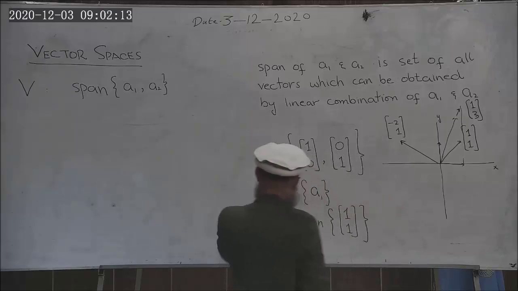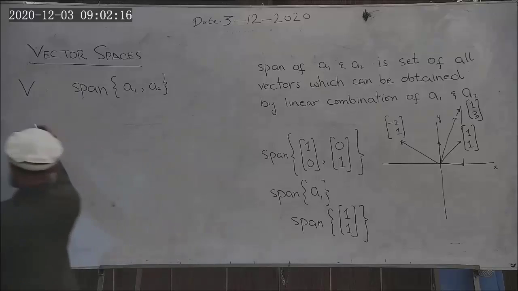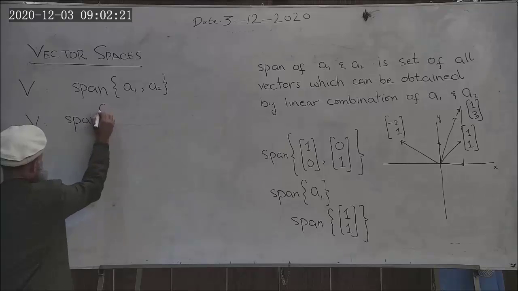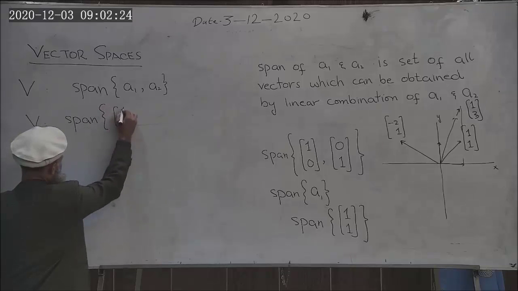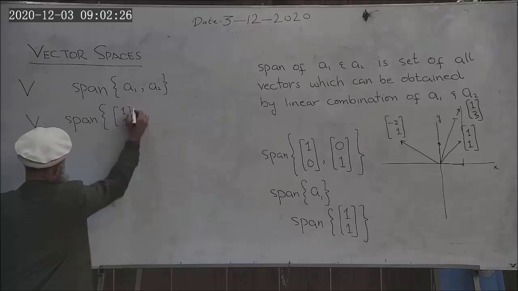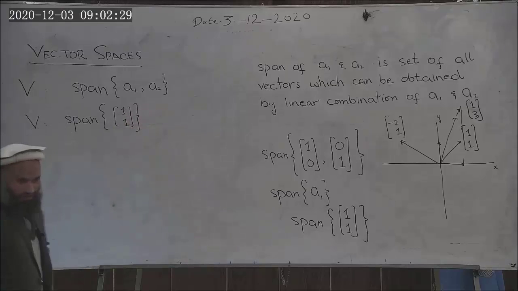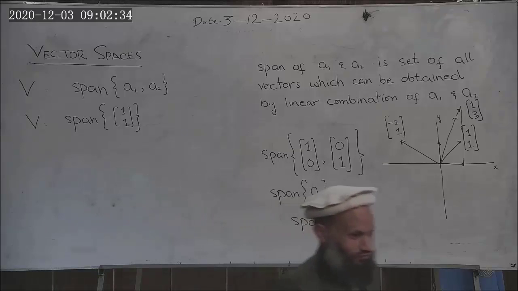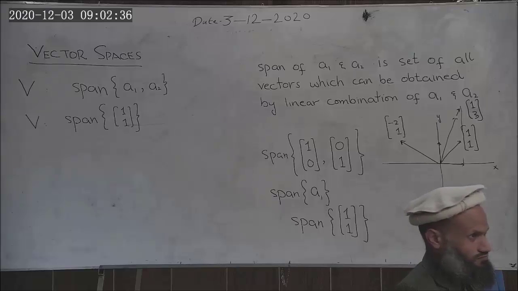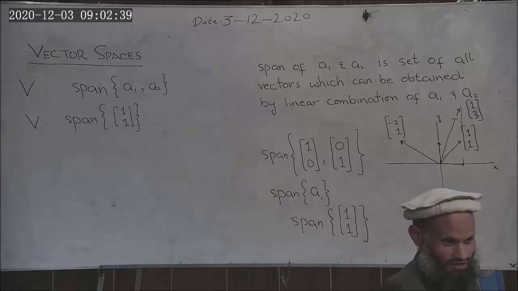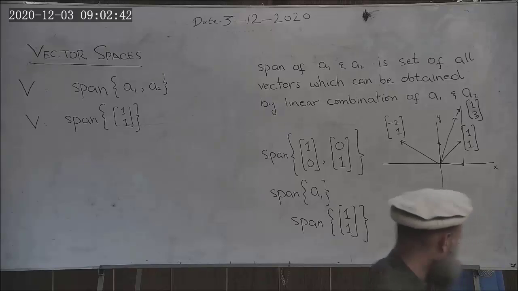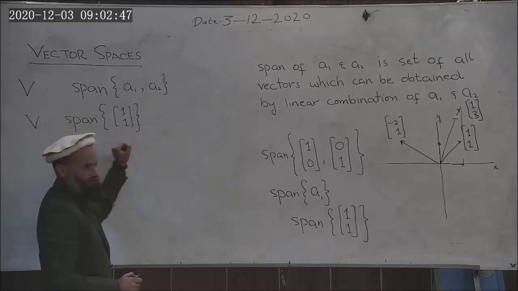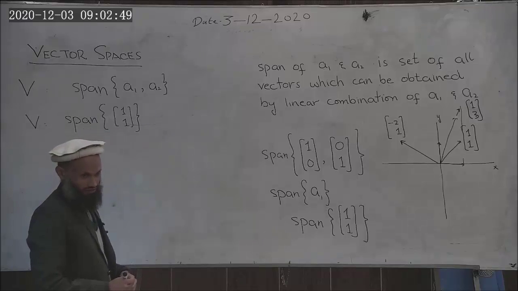So what about this set? Here is a set, the span of this vector, for example. Span of vectors is always a vector space. What is the dimension of this vector space? The dimension of this vector space is 1, because in this set there is only one linearly independent vector.